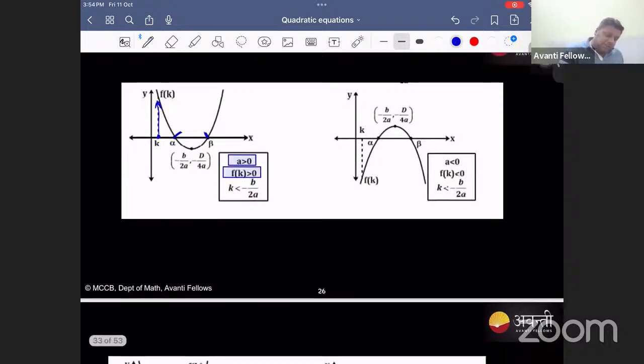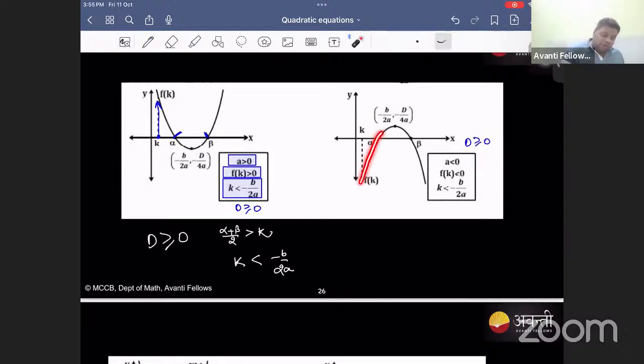Now, another situation here is average of roots. Average of roots will be greater than k. Alpha plus beta by 2 will be more than k. Or I should say k is less than minus b by 2a. And definitely d more than or equal to 0, since they should be real roots. So these will be the four situations. This is the third one, minus b by 2a greater than k and d more than or equal to 0. Here also d more than or equal to 0.